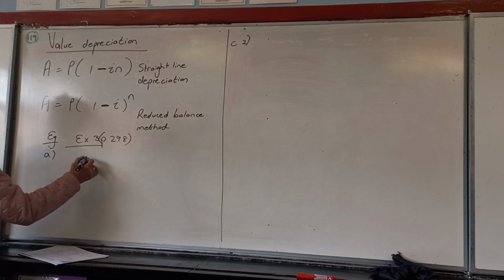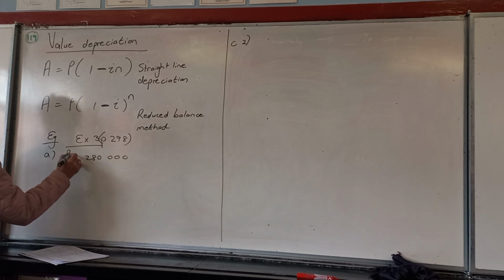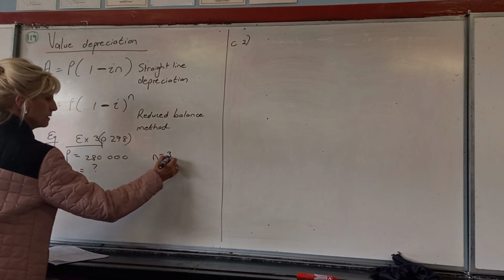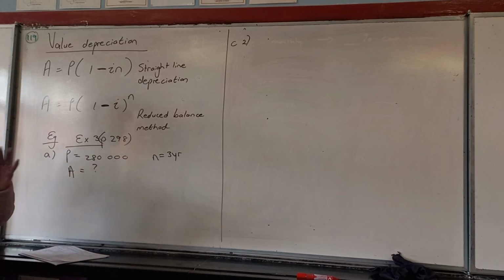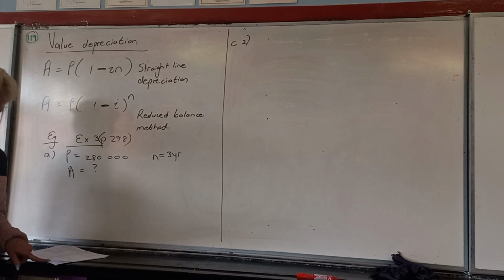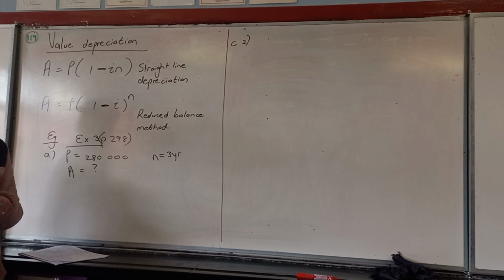So what is the 280,000? That's your principal amount, and your final amount should be less than that. That's what I'm trying to find out. They told me that it was done for 3 years. Okay, but just wait a second. Is it always years? Now they've said it's done on the straight line depreciation or straight line method. How come?